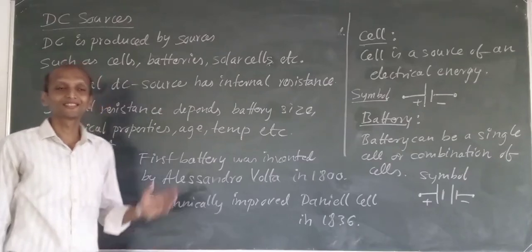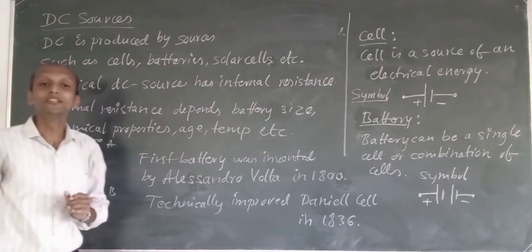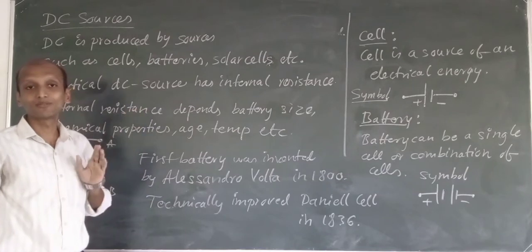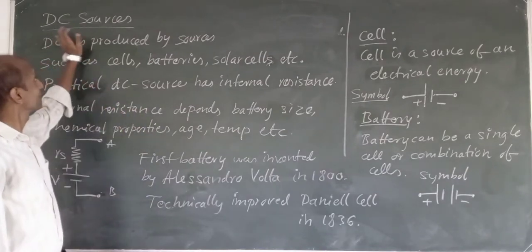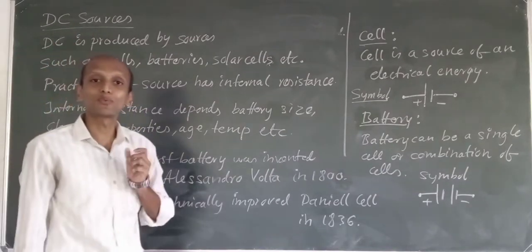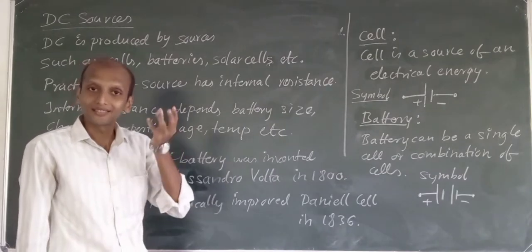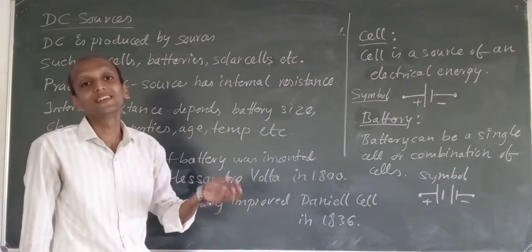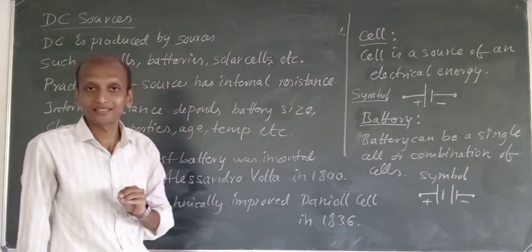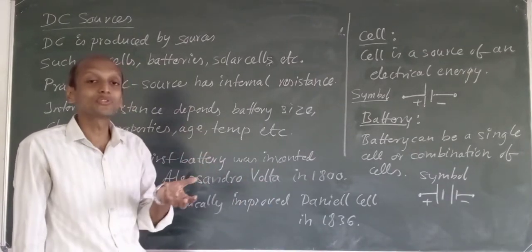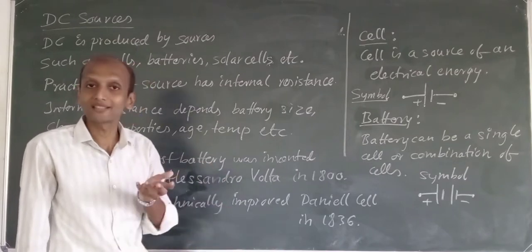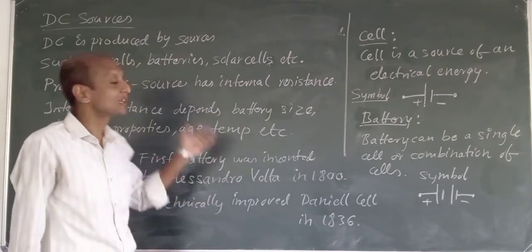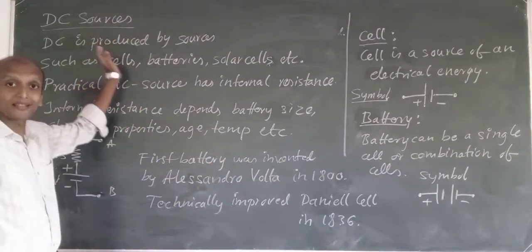Students, in this class we will be discussing DC sources. So, what is DC? What are DC sources? Direct current sources. Source. What is a source? A source is something from where we are getting that desired thing, and we are utilizing that desired thing. So that is called a source.